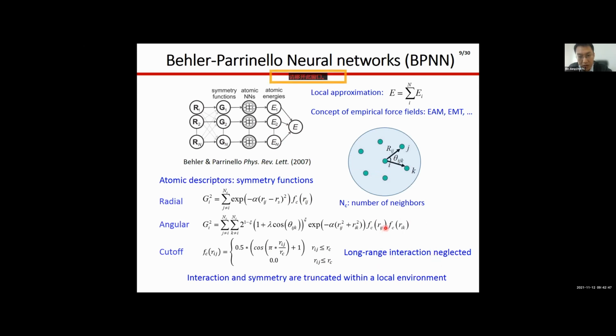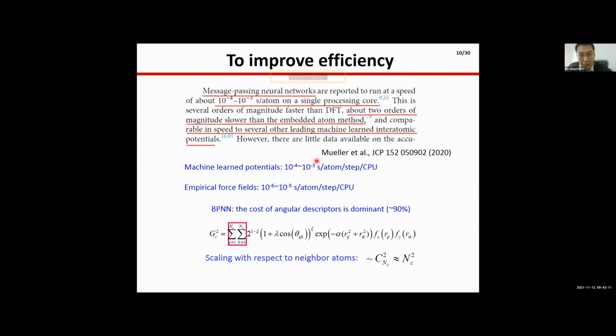Otherwise, you are still considering all the information of the system. So the key here is that the interaction and also the symmetry are truncated within a local environment. So you can consider a much smaller system than the whole system, especially for complicated condensed phase systems. But one of the questions, or the room for improvement, of this method is the efficiency.